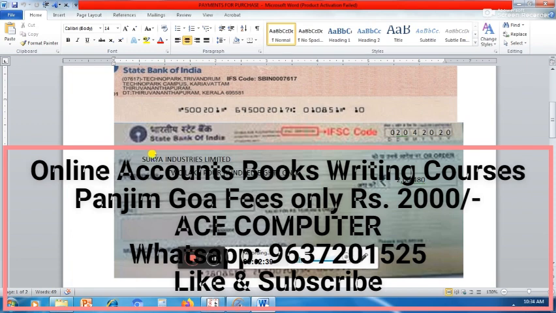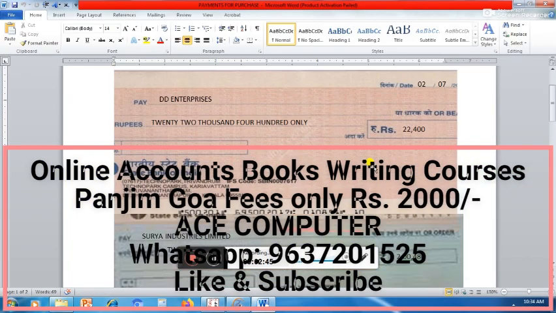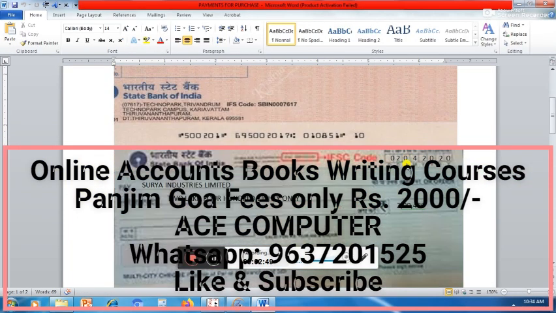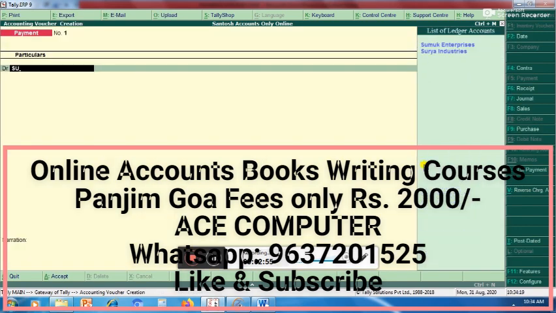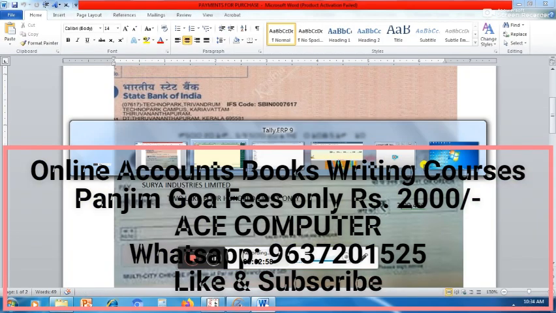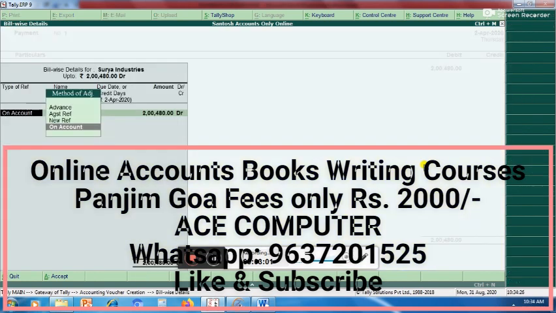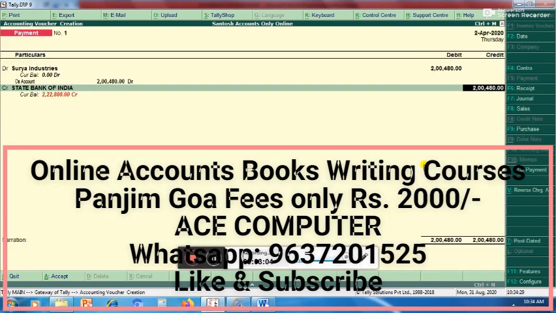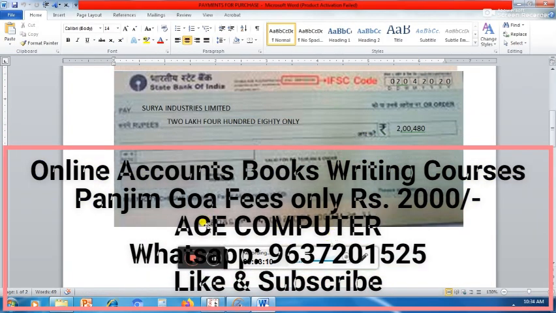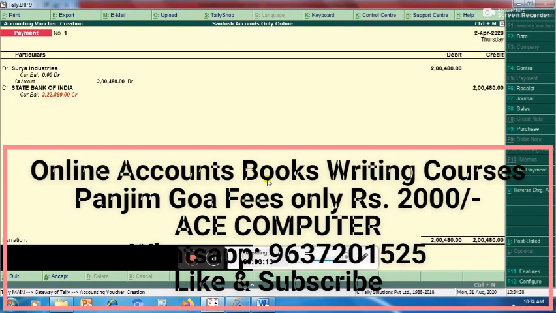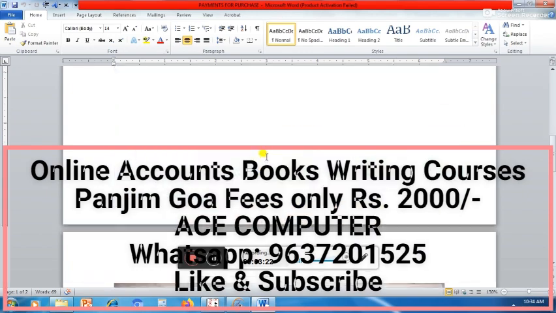Similarly, I made the payment to Surya Industries, 2,04,080. So here debit, put the date, 2nd of April. Surya Industries, 2,04,080. Credit will be State Bank of India. Here I'll put the check number. It is not visible properly, so just put any number, say CHQ number. This is the way you have to pass all these payment entries.